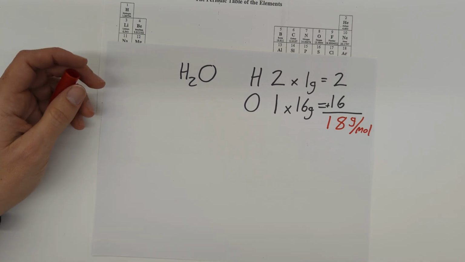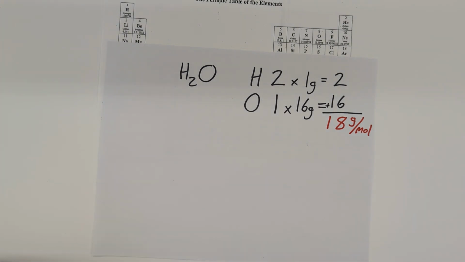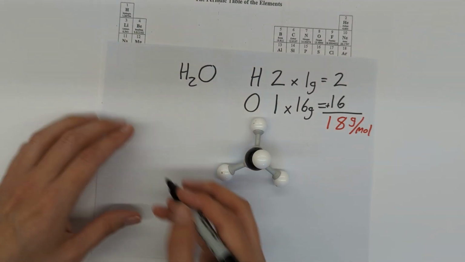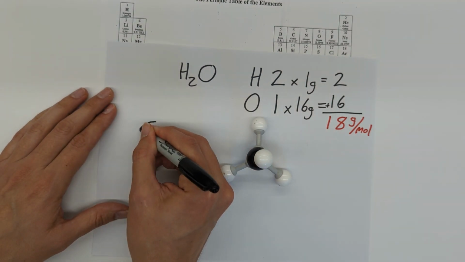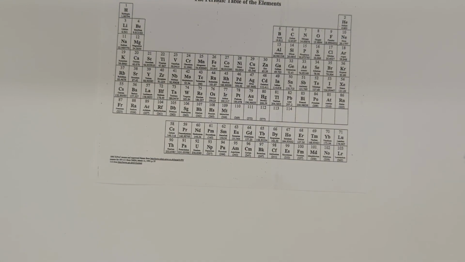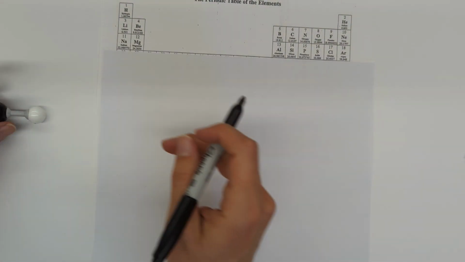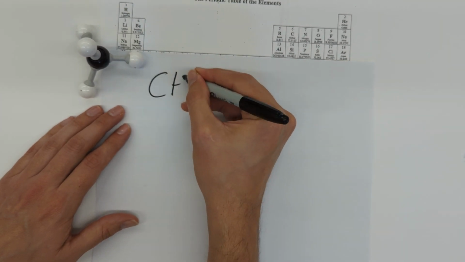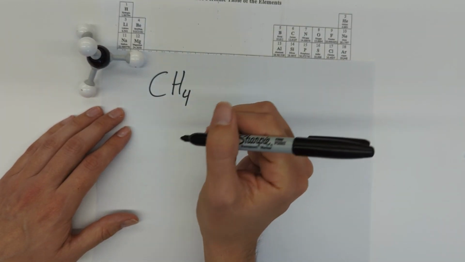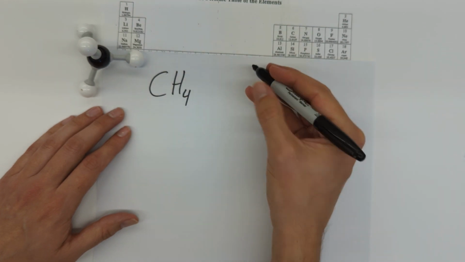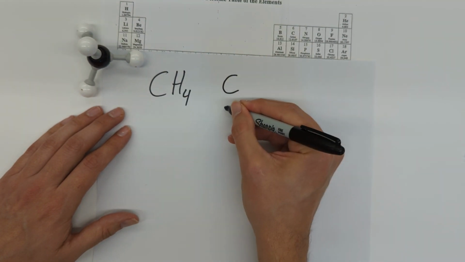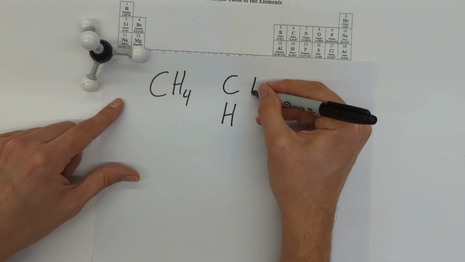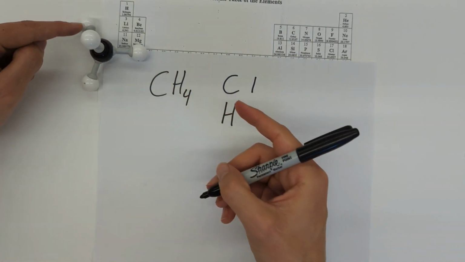So let's do another short example here. Let's say we had a molecule like this. So this is 1 carbon. So we've got, I'll write it on a new paper, 1 carbon and 4 hydrogen. This would be methane. And to find the molar mass of this, I'd write both elements out, carbon, hydrogen. I only have 1 carbon here. And I've got 1, 2, 3, 4 hydrogen.